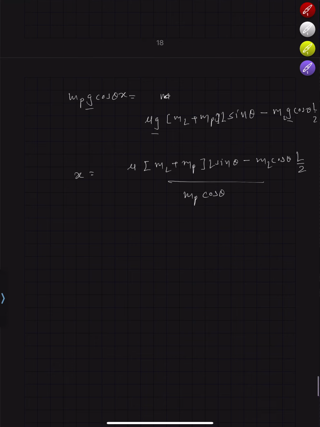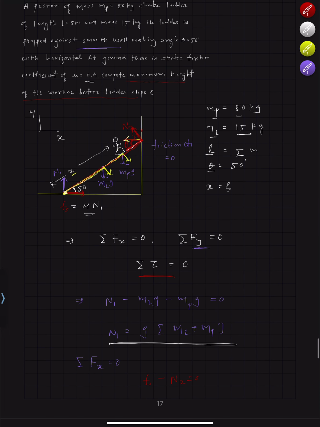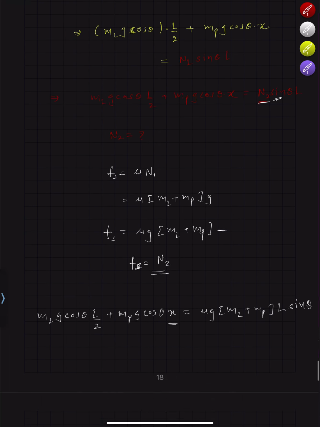So in this equation, theta is given, m_l is given, m_p is also given, L is given, and mu is also given. By putting in all the values, you will get x equal to 2.36 meter. So the ladder will slip before the person reaches midway of this ladder. So it is around here. Before the person reaches here, the ladder will slip. Okay, so thank you.